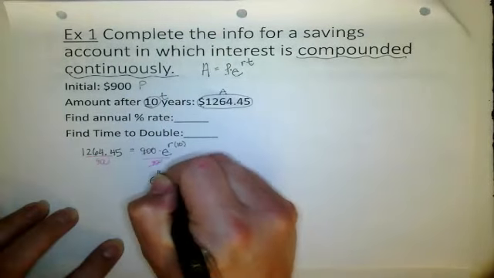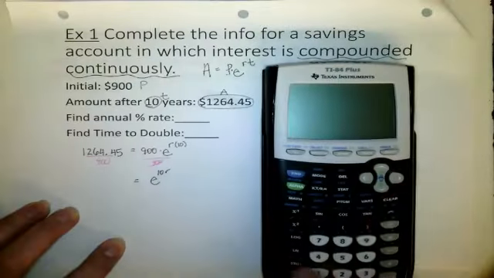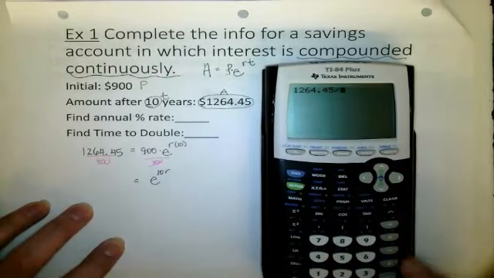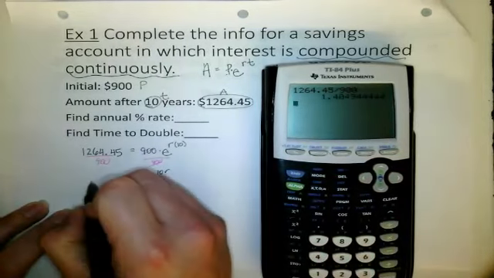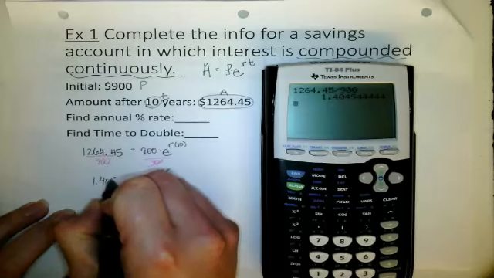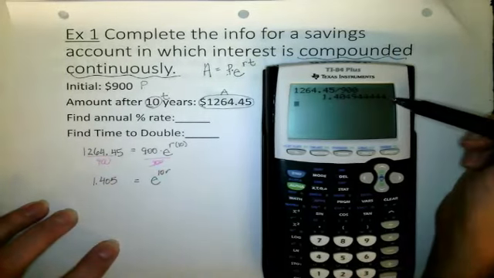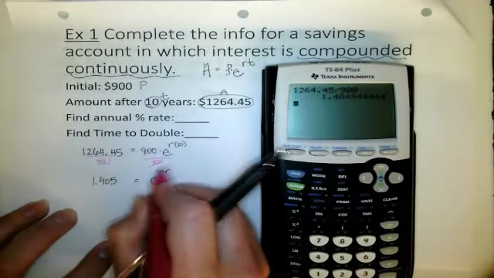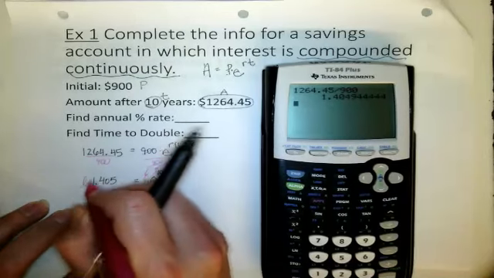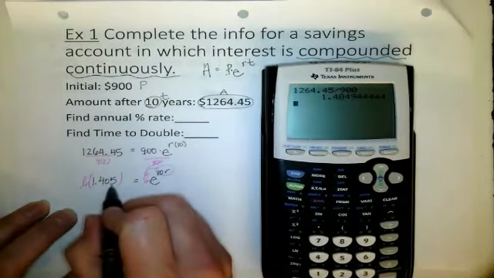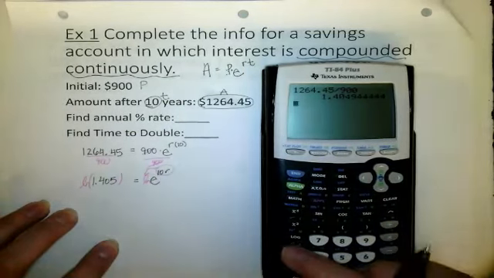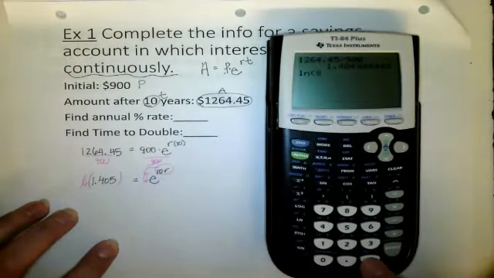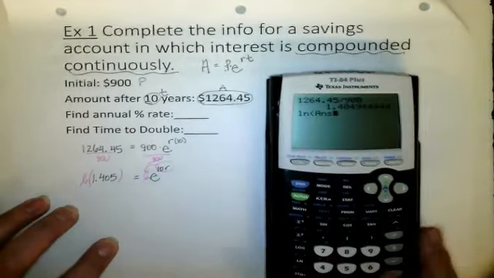So I have e to the 10R equals, let me use my calculator, 1264.45 divided by 900 is 1.405. I'm going to just keep this answer running in my calculator because it's really easy to do that. If I want to solve for R, I have to drop down my power, which means I need a natural log of both sides. So natural log of this answer, I can just do right on my calculator, natural log, and then don't forget about your answer button. A and S, answer is the second function, so second answer.